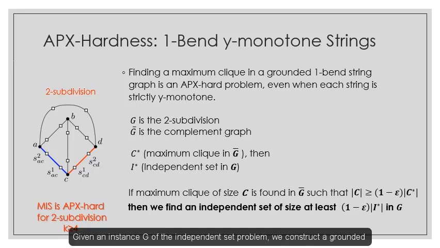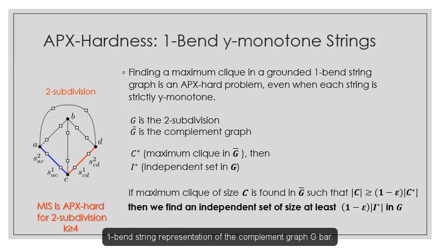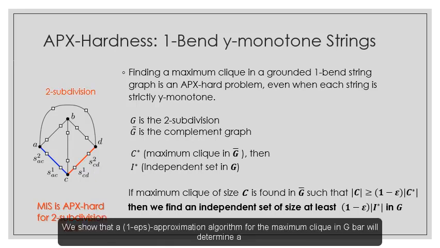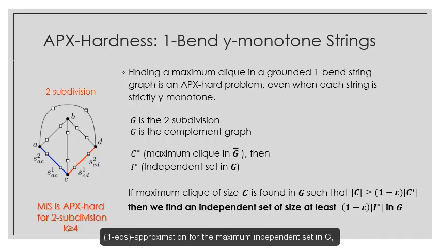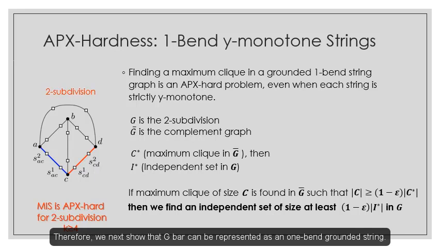Given an instance G of the independent set problem, we construct a grounded one-bend string representation of the complement graph G bar. We show that a 1 minus epsilon approximation algorithm for the maximum clique in G bar would determine a 1 minus epsilon approximation for the maximum independent set in G, which will contradict the APX-hardness of the maximum independent set. Therefore, we next show that G bar can be represented as a one-bend grounded string graph.